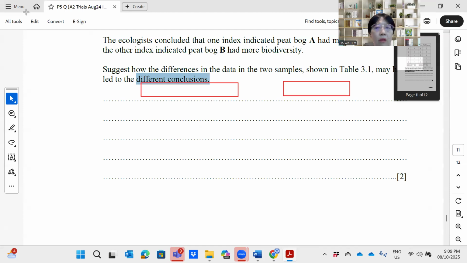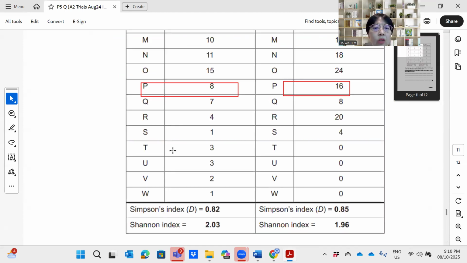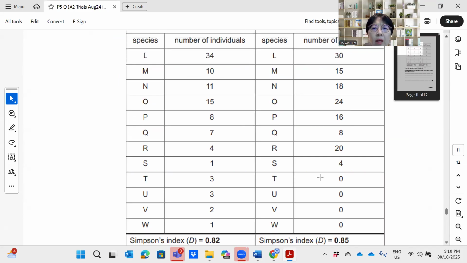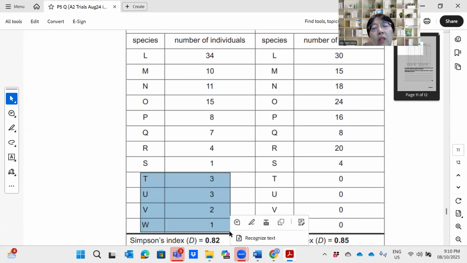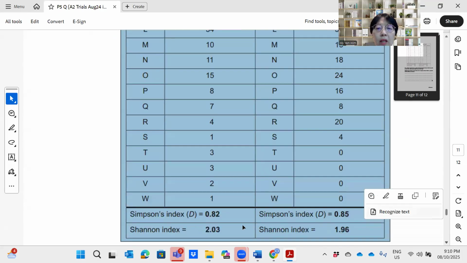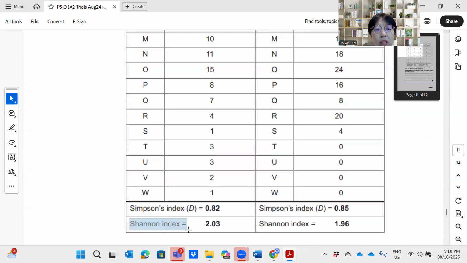Here. So this data, higher number of species, yeah? Now, this one here is totally zero, right? Whereas this one here, pit bog A, has T, U, V, W. So they've got these 4 additional species that pit bog B does not have. And Shannon's index is higher in A than B. So we say that Shannon's index actually measures the total number of different species, which is called species abundance.